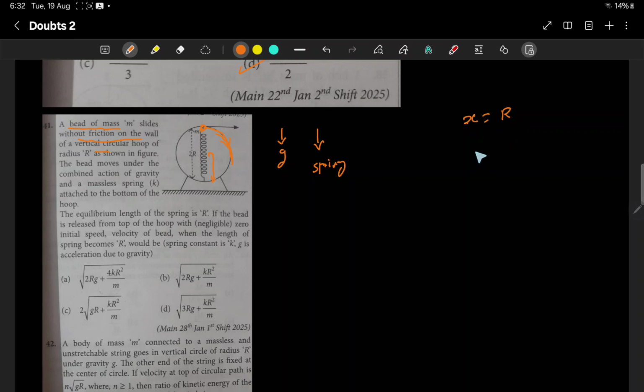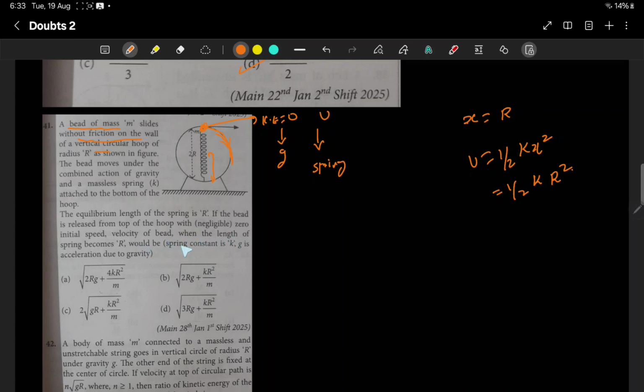The energy stored in the spring is what? It is simply half kx squared. Correct. So here the extension we have is r, so half k r squared. Here we have like this. If the bead is released from the top of the hoop with zero speed, initially when they are dropping, they are not applying any velocity. So initially your kinetic energy is zero. Only potential energy is there.